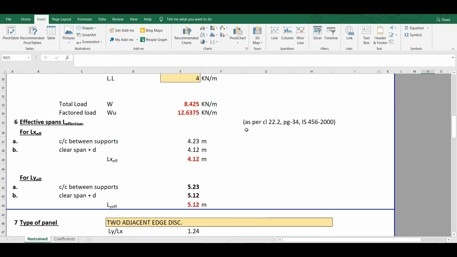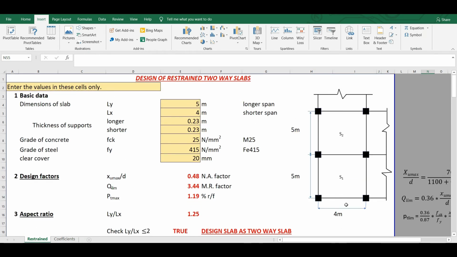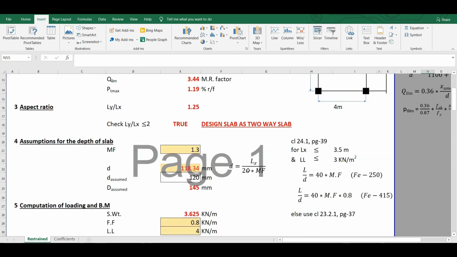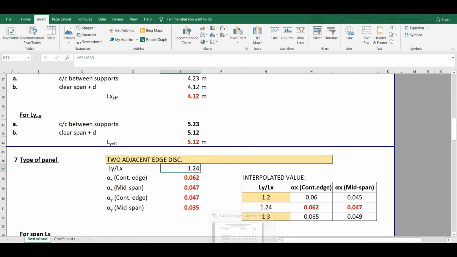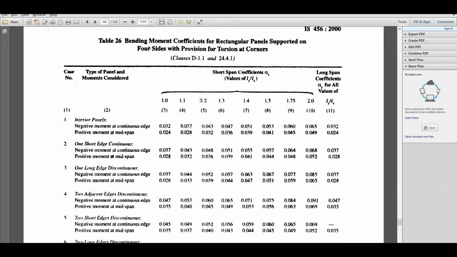In our case, the slab S1 has two adjacent edges discontinuous, and the aspect ratio of the slab is 1.24. So we will check the table for an aspect ratio of 1.24. Here we need to interpolate the value between 1.2 and 1.3 for two adjacent edges discontinuous. We have two coefficients for alpha x: for negative moment at continuous edge, the value of alpha x for 1.2 is 0.060, and for positive moment at mid span, the value is 0.045.